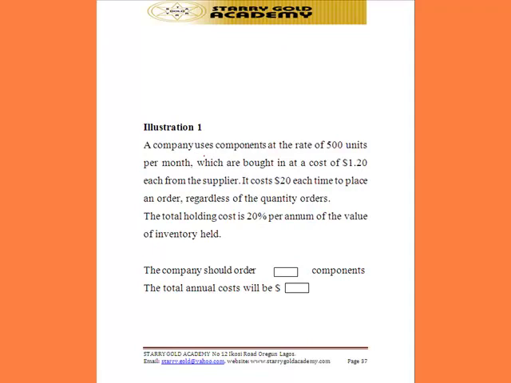Now let's look at this question. A company uses components at the rate of 500 units per month, which are bought in at a cost of $1.2 each from the supplier. It costs $20 each time to place an order, regardless of the quantity ordered. The total holding cost is 20% per annum of the value of inventory. The company should order how many components, and what would the total annual cost be?